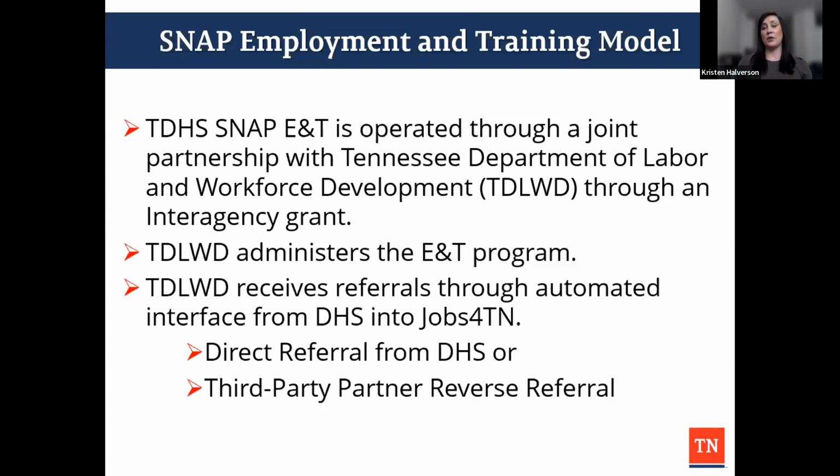We receive referrals and we send them over to Labor for E&T. The way it works is that if somebody comes into the office and applies for SNAP, and they are approved and they're not on TANF, we make an E&T referral over to Labor. This is an automated referral through our eligibility system. This referral is sent directly to the Labor system.